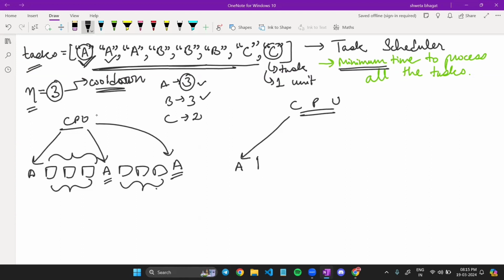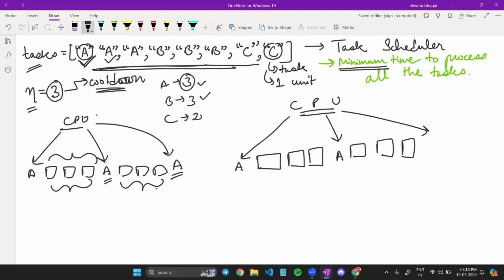Then it will have to wait for 3 units of time. So for 3 units, the CPU is idle over here. And then we will assign A again. Now again, it will be idle for 3 units. After that, we will assign A again. Now we have assigned all 3 A's to the CPU.